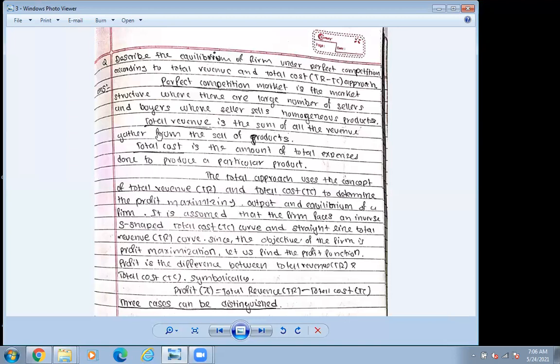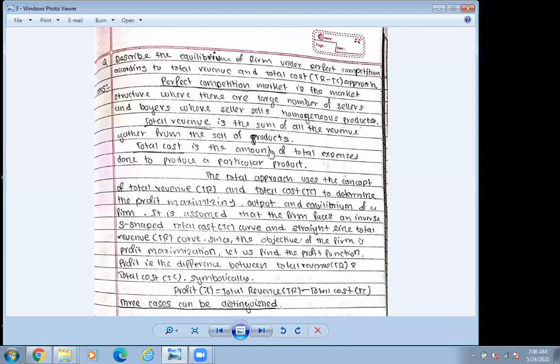called the monopoly market. Okay, so what is total revenue? Total revenue means income, आम्दानी. The sum of all the revenue gathered from the sale of product. Whenever you sell it, you are going to get the revenue, the income. The total income that you earn by selling the total product is called the total revenue.